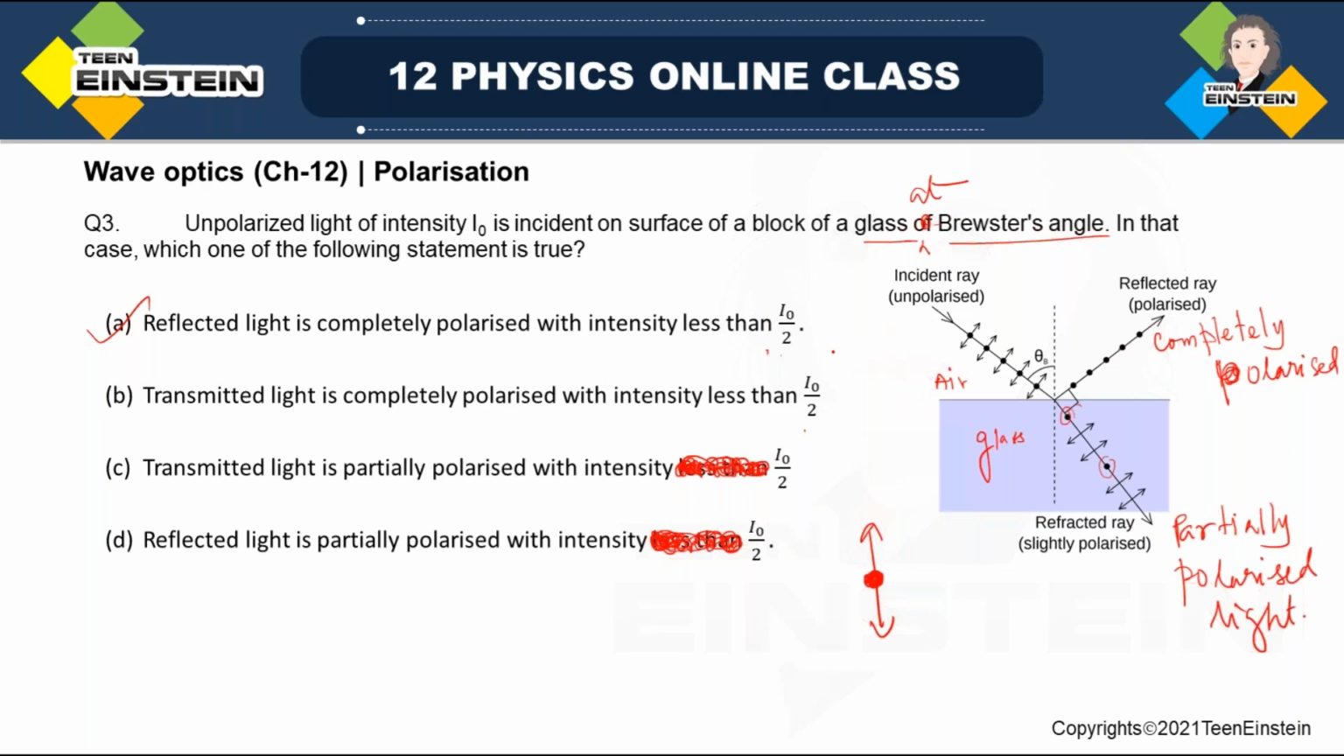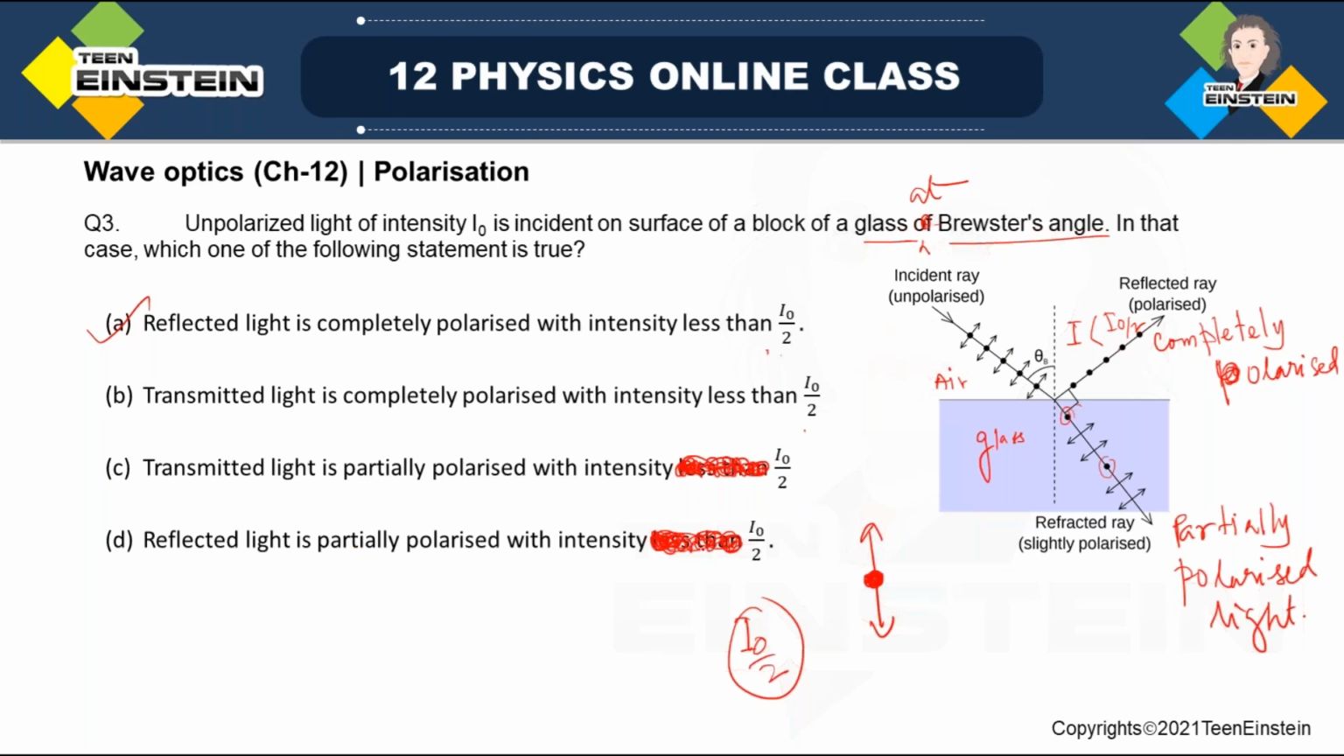If we closely look here, when I have two vibrations completely separated from each other, then I could say both transmitted and reflected light will have intensity I0 by 2. But in this case, the transmitted ray has some perpendicular vibrations. So that's why here the intensity will not be exactly half. It will be less than I0 by 2.